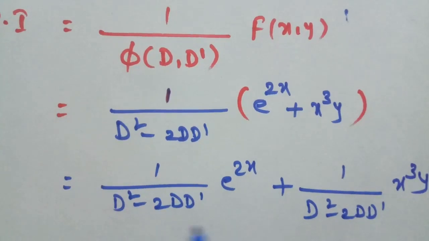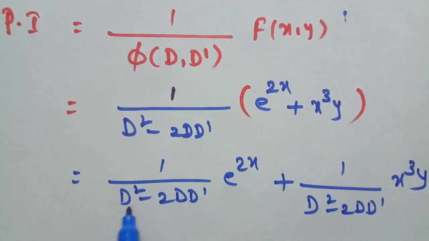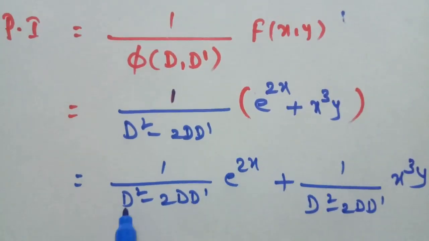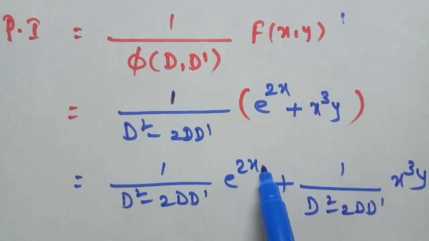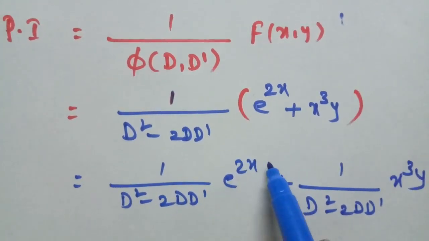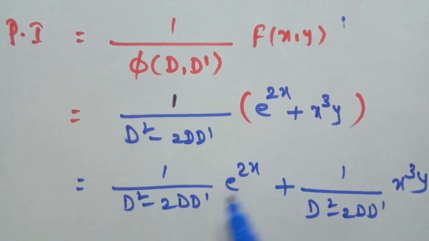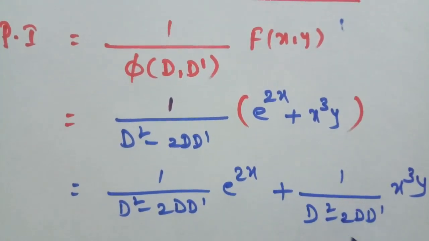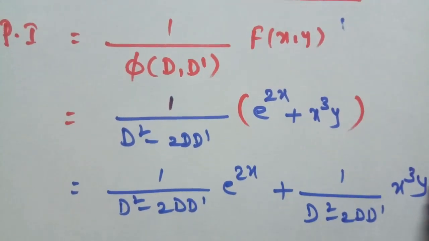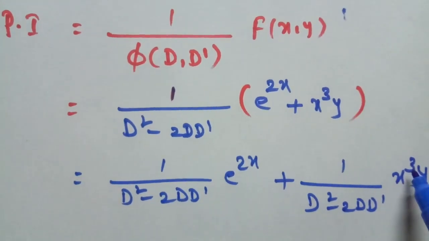So we already explained how to find the particular integral in rule number 1. Put D is equal to a, that means coefficient of x, and put D dash is equal to b, that means coefficient of y in the power of e. There is no y here, that means coefficient of y is 0 here. Put D dash is equal to 0. Now this is rule number 3.